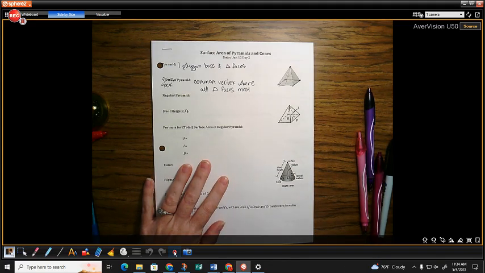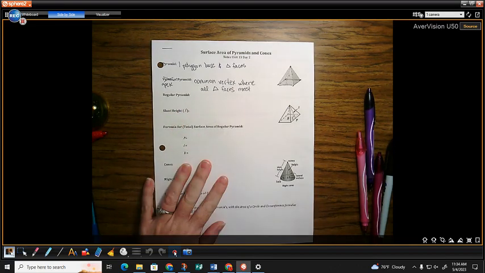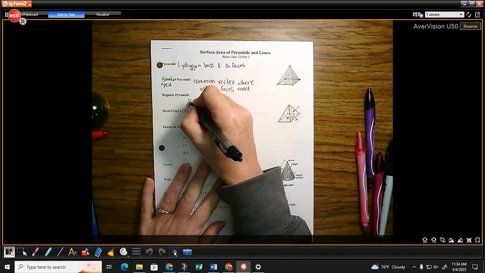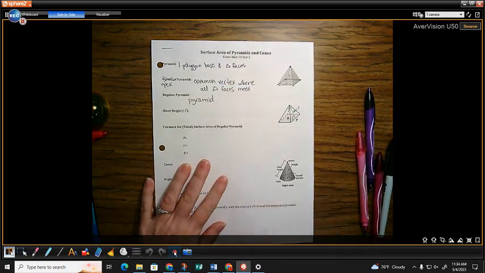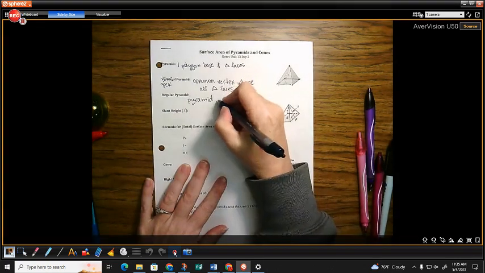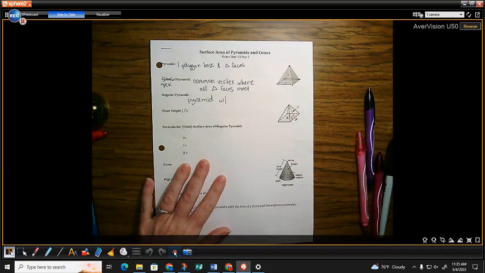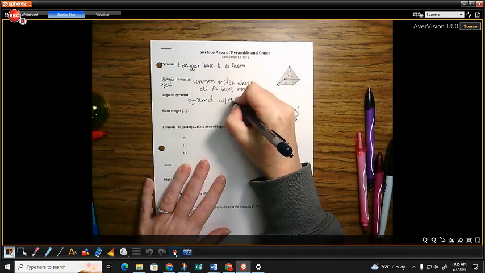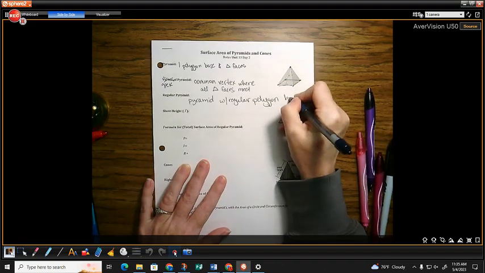So, candy to someone who thinks they can tell me, what would a regular pyramid be? What do you think? It's a pyramid with congruent faces. No. They do end up being congruent, but that's not the definition. A pyramid with a regular polygon as its base. Yeah, its base is a regular polygon. So it will end up making the faces be congruent. So I'll go get candy for that too. A pyramid with a regular polygon for the base.